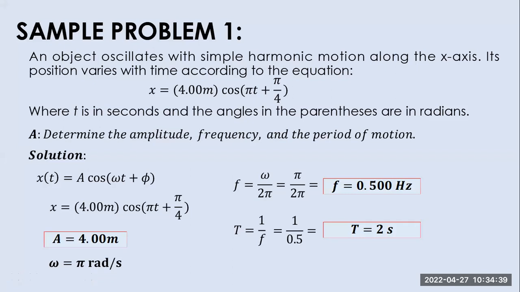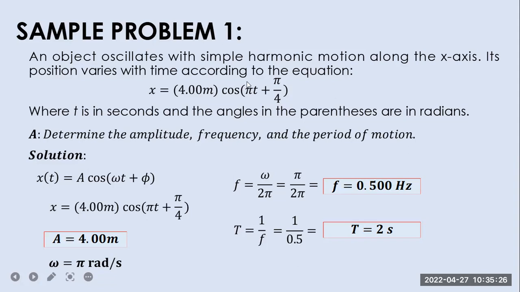So here, let's discuss the sample problems. First, we have problem number 1. An object oscillates with simple harmonic motion along the x-axis. Its position varies with time according to the equation, the one from earlier, x equals A cos(angular frequency t plus theta). So this formula now has values, represented with this equation: x equals 4 meters cos(pi t plus pi over 4).